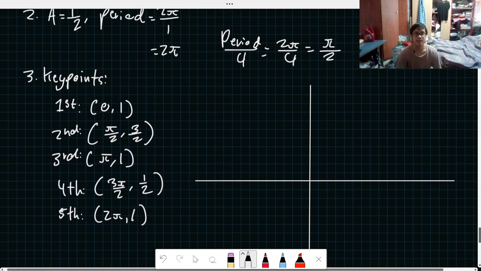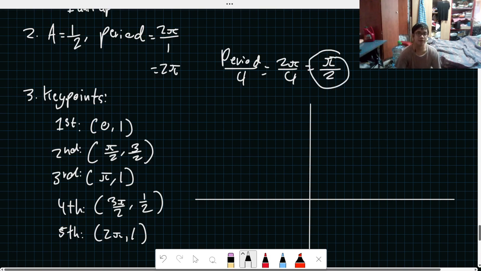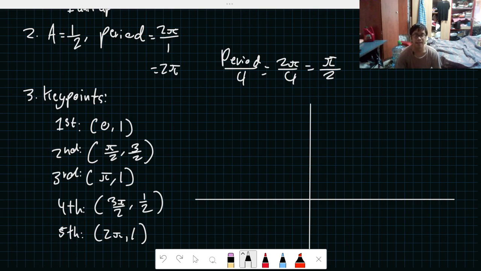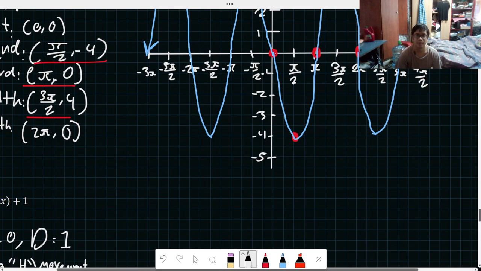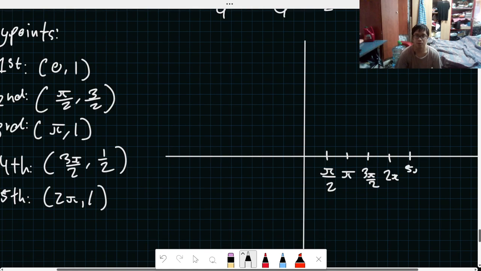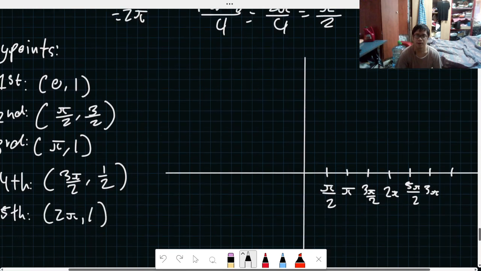Okay, so here, since we have pi all over 2 when we divide the period by 4, that will be our basis in getting the integers in the x value. So we will get from here 0. 0 plus pi all over 2 is pi all over 2. Plus pi all over 2, that would be just as simple as pi. Plus pi all over 2 will give you 3 pi all over 2. Plus pi all over 2, it's 2 pi. Plus pi all over 2, that will give you 5 pi all over 2. Then that would be 3 pi.